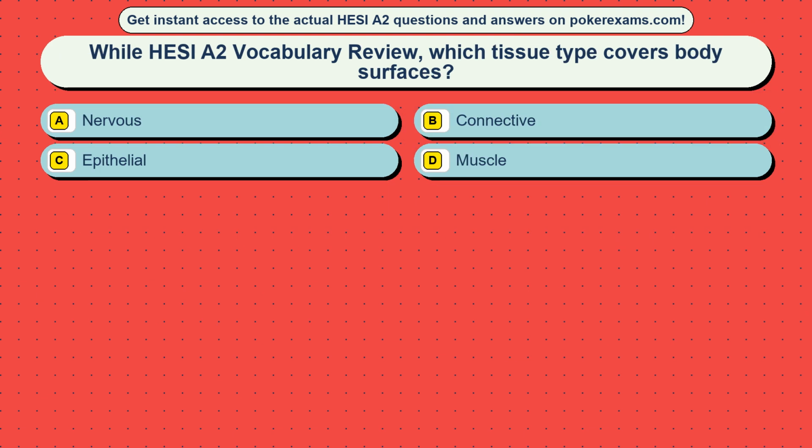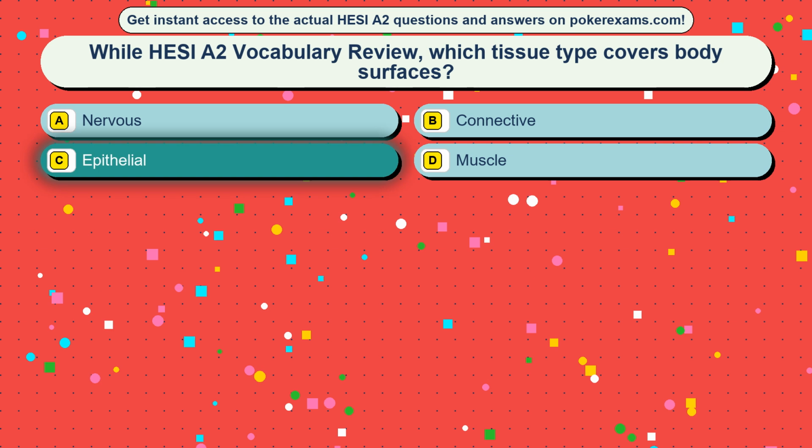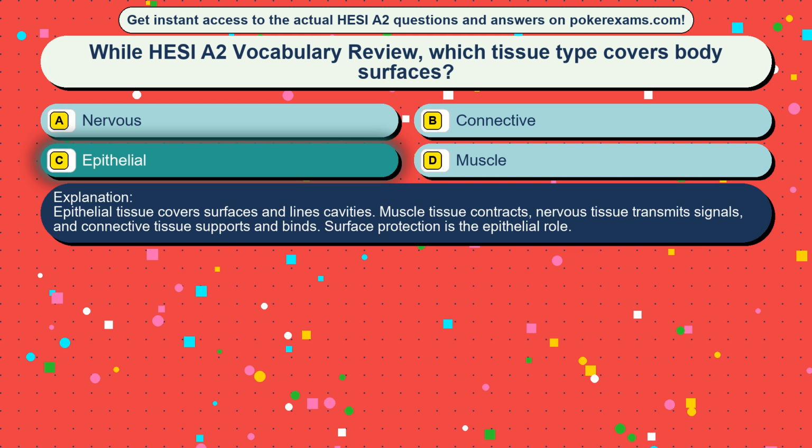Question 47. While HESI A2 vocabulary review, which tissue type covers body surfaces? Option A, nervous. Option B, connective. Option C, epithelial. Option D, muscle. The correct answer is option C, epithelial. Epithelial tissue covers surfaces and lines cavities. Muscle tissue contracts, nervous tissue transmits signals, and connective tissue supports and binds. Surface protection is the epithelial role.